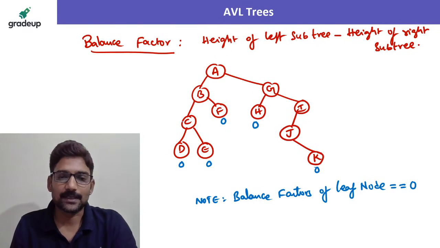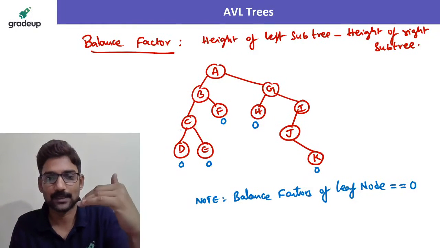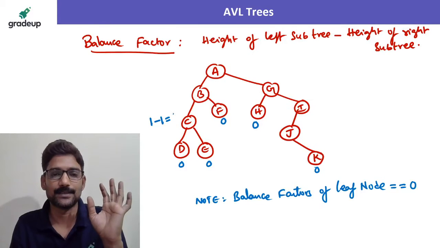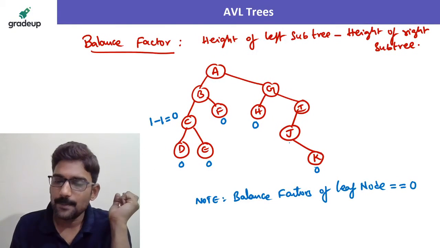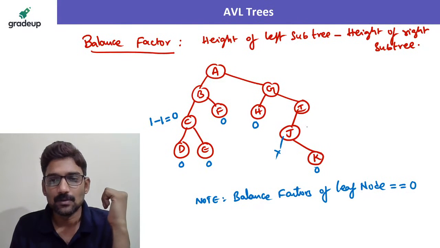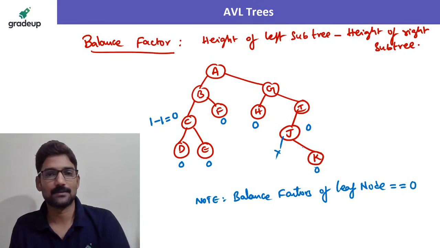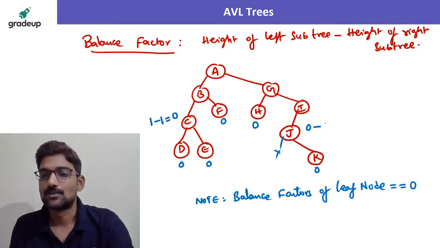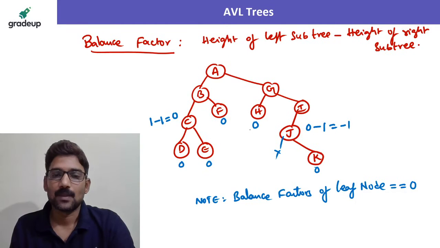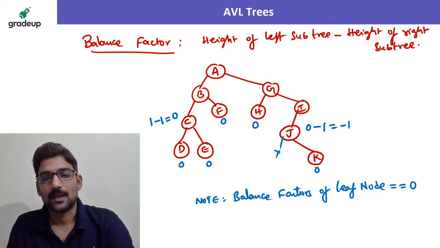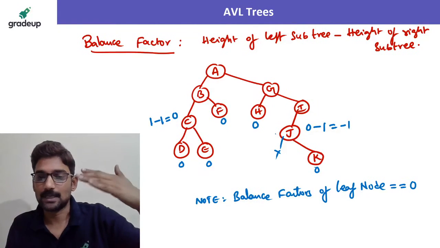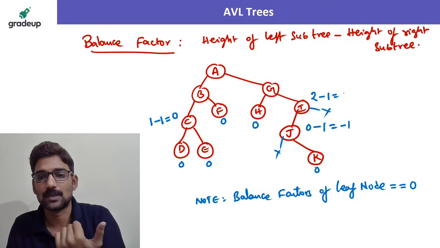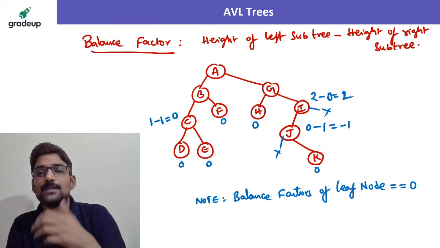Now C balance factor. C's left child D is at height 1, right child E is at height 1. So C balance factor would be left child height minus right child height, that is 0. Now J balance factor. J has no left child, so 0 height. Right child K is at height 1, so 0 minus 1 is -1. Now I balance factor. I's left child J is at height 2. Is there any right child for I? No. So this is 2 minus 0, 2. 2 is the balance factor for I.